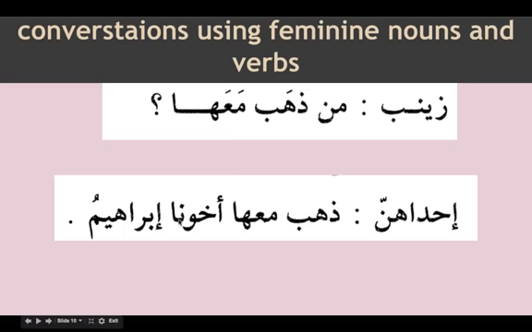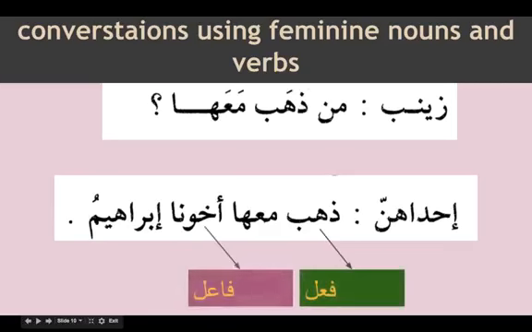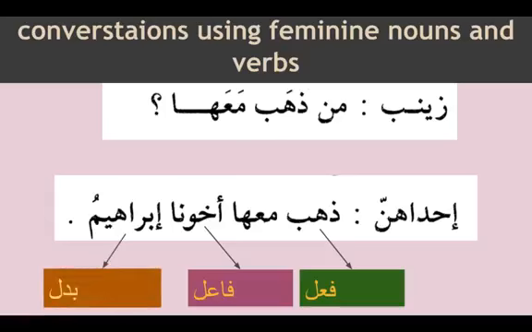So who is the fa'il here? Brother of ours. So we say our brother went. But still we got here another noun called Ibrahimu with dhamma. So what is this? This is a badal for akhu. So we'll say our brother Ibrahim went with her. So this is how we translate and understand. So this is the fi'l and this is the fa'il, and Ibrahimu is badal for akhu.